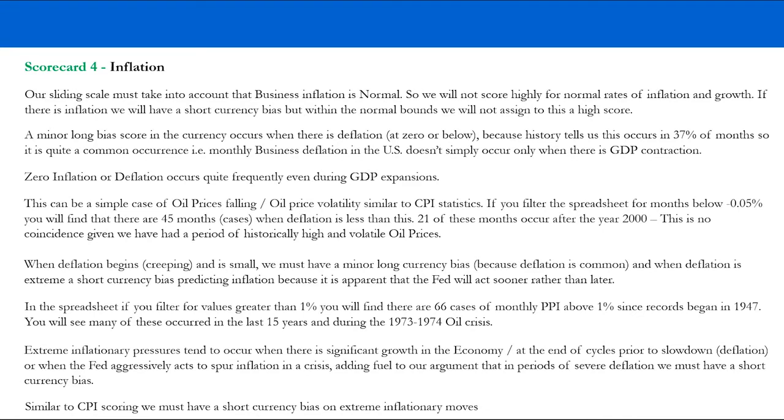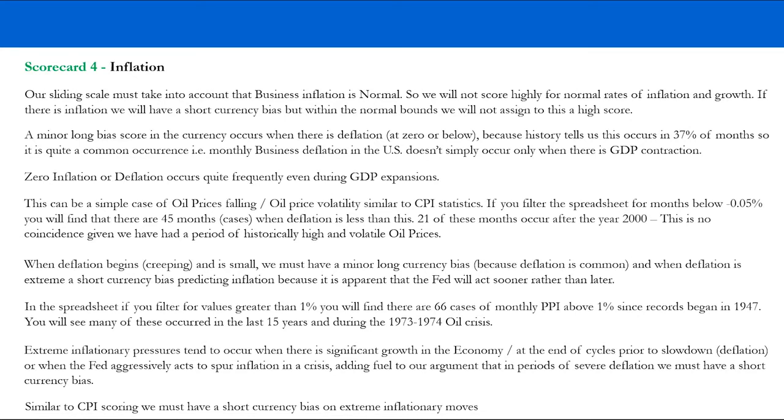So let's not forget also that this is the PPI including food and energy. So when we think of this in the bigger picture, maybe we need to drill down and see what's going on here. Because this can actually be a simple case of oil prices falling or some sort of oil price volatility that we experienced earlier in the CPI stats.